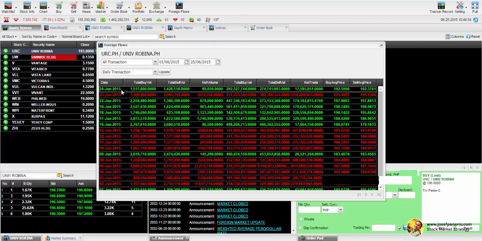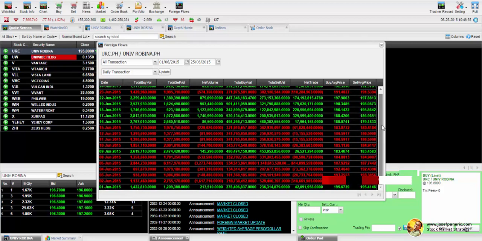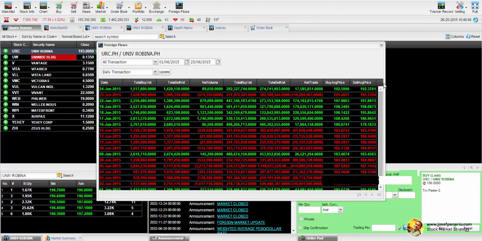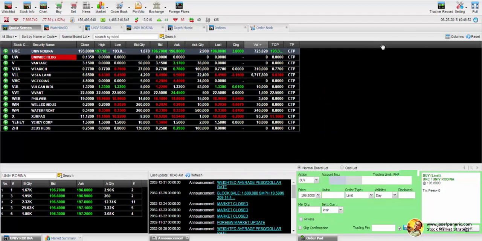Okay, so at least from here you can already have an input on who dominates, if the foreign funds are withdrawing mostly during that month or buying during that month. So again, this is pretty much what I can share for you for Maketrade.